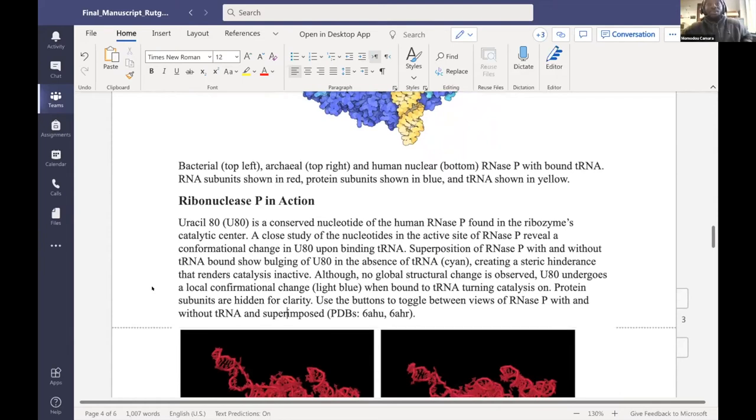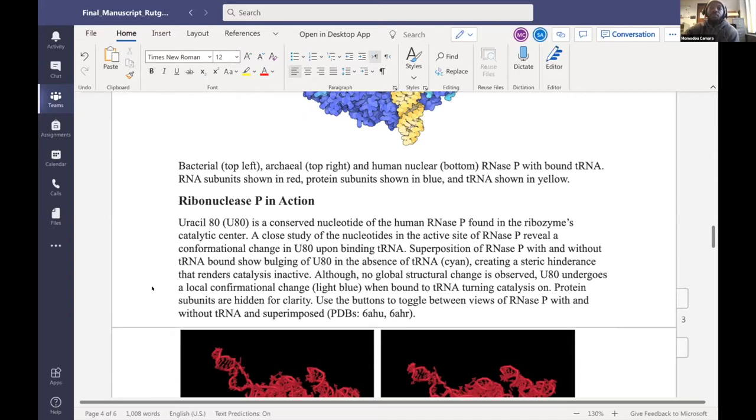So, ribonuclease P in action. Uracil 80, U80, is a conserved nucleotide of the human RNase P found in the ribozyme's catalytic center. A close study of the nucleotide in the active site of the RNase P revealed a conformational change in the U80 upon binding tRNA. A superposition of RNase P with and without the tRNA bound shows bulging of U80 in the absence of tRNA, which is colored in cyan, creating a steric hindrance that renders catalysis inactive. Although no global structural change is observed, U80 undergoes a local conformational change, which is highlighted in light blue when bound to tRNA, turning catalysis on.